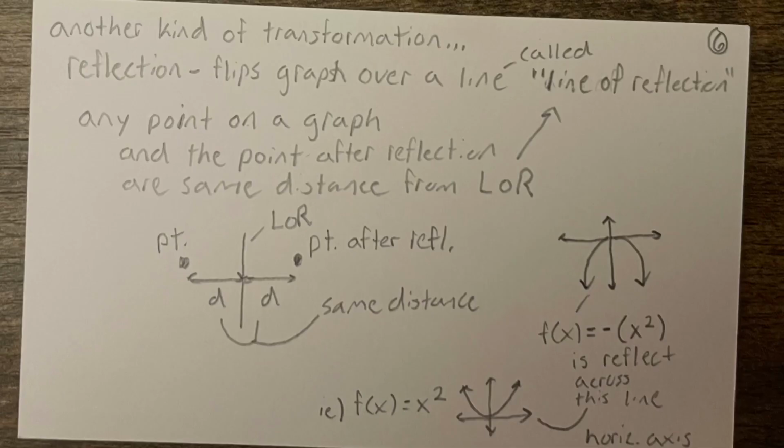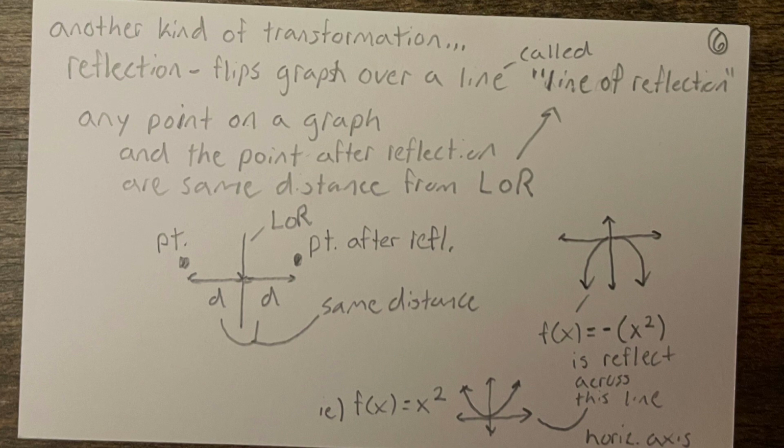Another kind of transformation is a reflection, or a mirror over a line called the line of reflection. Any point on a graph and the point after reflection are the same distance from the line of reflection. For example, the function f(x) = -x² is the quadratic parent function f(x) = x² reflected across the line y = 0, or the horizontal axis.